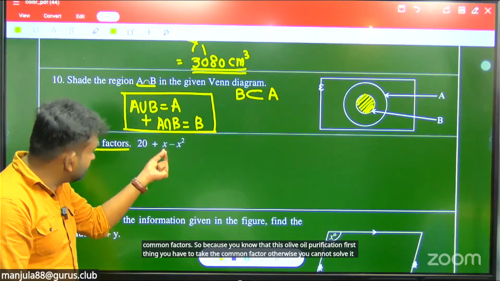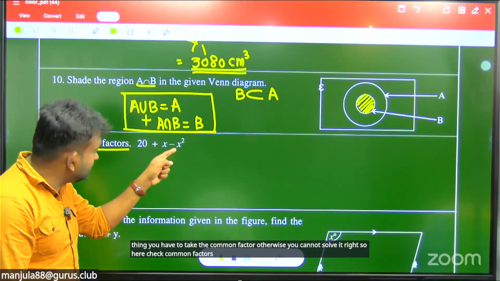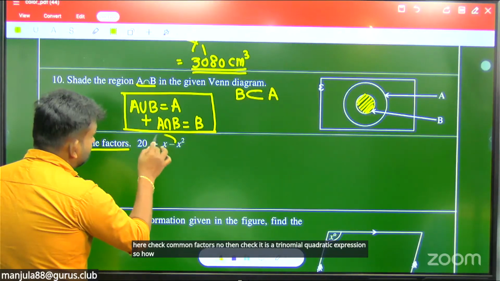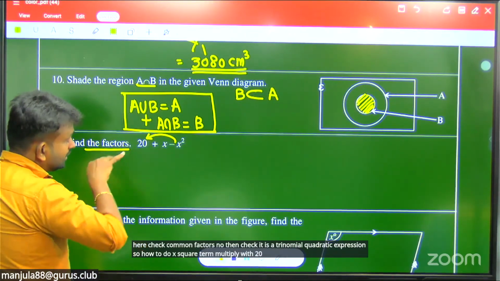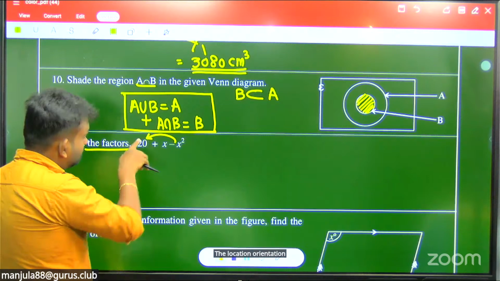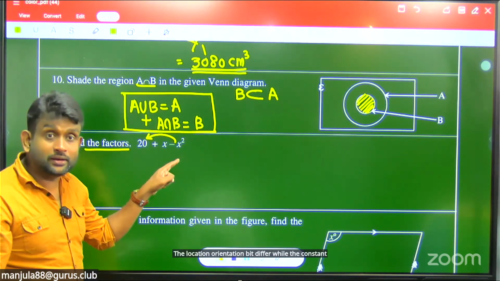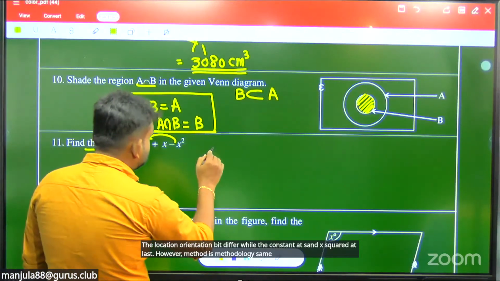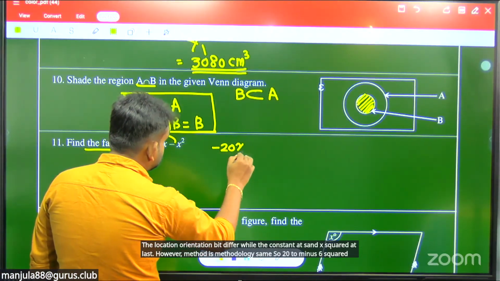So here, check common factors. No, then check whether it is a trinomial quadratic expression. So how to do it: the x squared term multiplied with 20. The orientation is a bit different, with the constant at the front and x squared at the last. However, the methodology is the same. So 20 into minus x squared, then minus 20x squared.